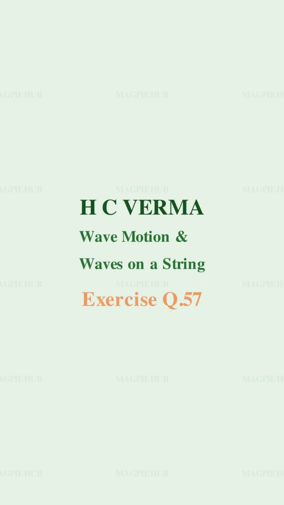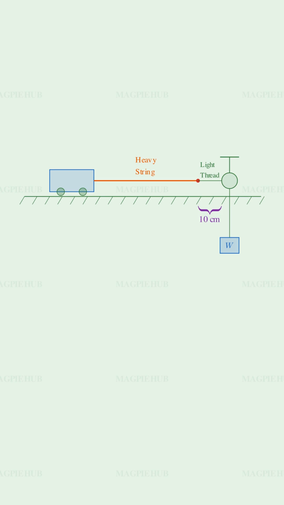H.C. Verma, Wave Motion and Waves on a String, Question 57. Let us look at the setup. A heavy string is fixed at one end to a movable support, like a cart on wheels. The other end is tied to a light thread which passes over a fixed pulley. A weight hangs from the thread, producing tension in the string. The joint between the heavy string and the light thread is 10 centimeters from the pulley.